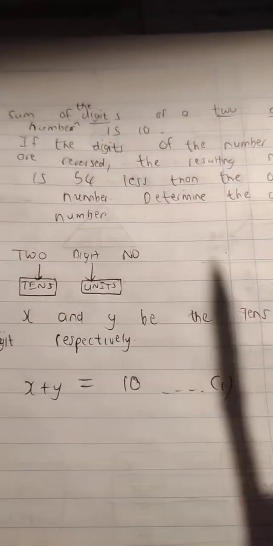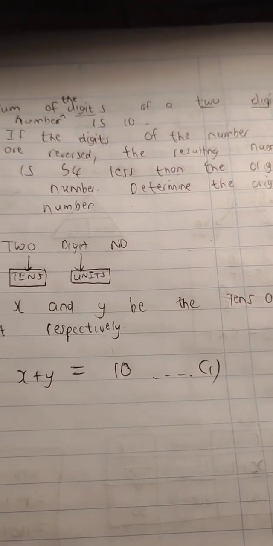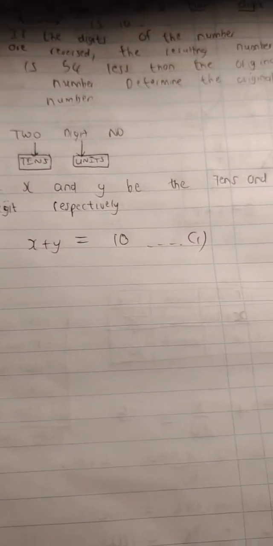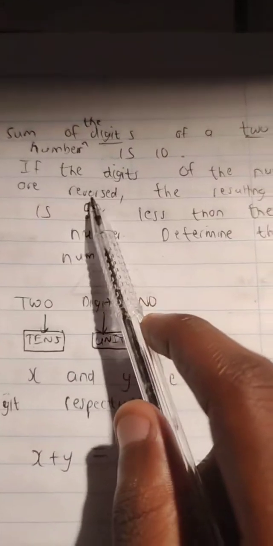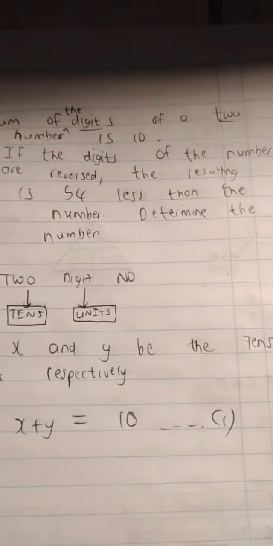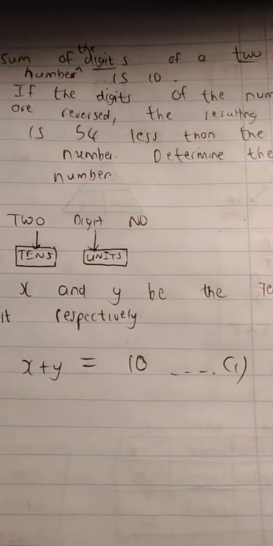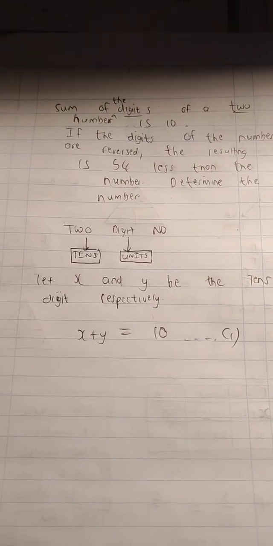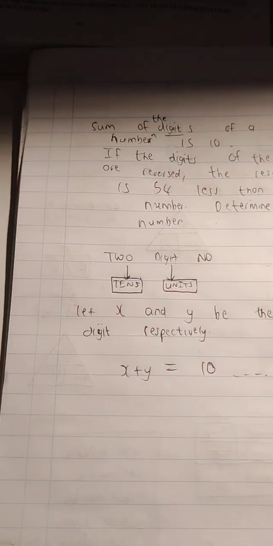Determine the original number. Now that's very, very interesting, the way that they've worded that. If the digits of the number are reversed, what is this? The reversing of the digits of the number. So I want us to think as to what are they trying to say?